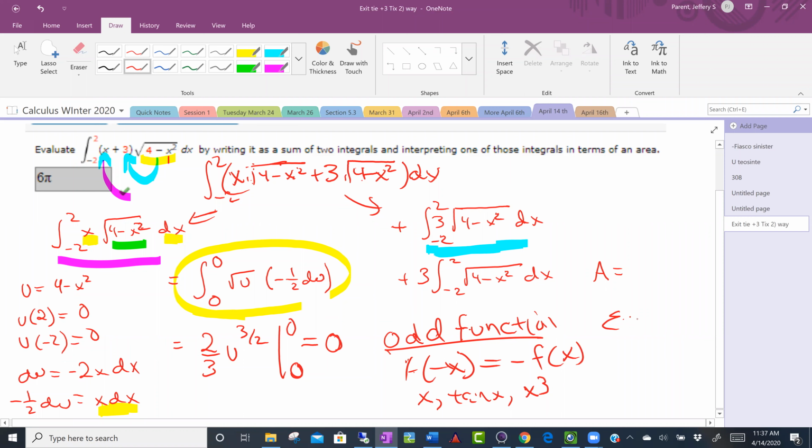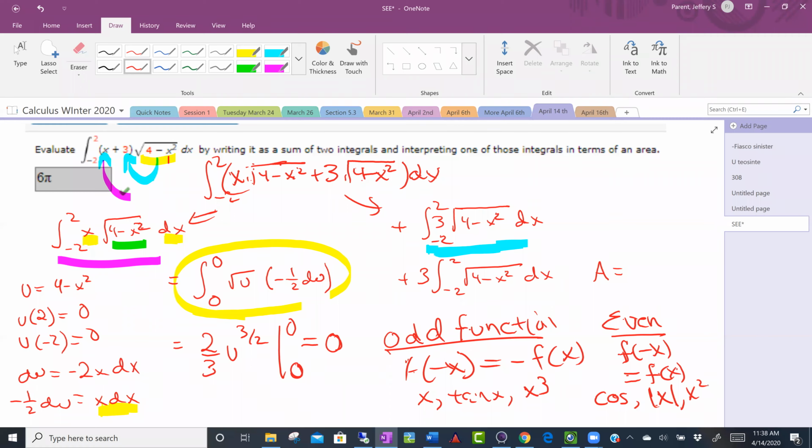Whereas even functions are a little bit different. There, f of negative x, well, that negative disappears. It's f of x. So there'd be something like cosine or the absolute value of x. But the x squared that's inside the square root will take care of the negative sign because it's squared, but the extra x outside of it, you're going to get the negative back.